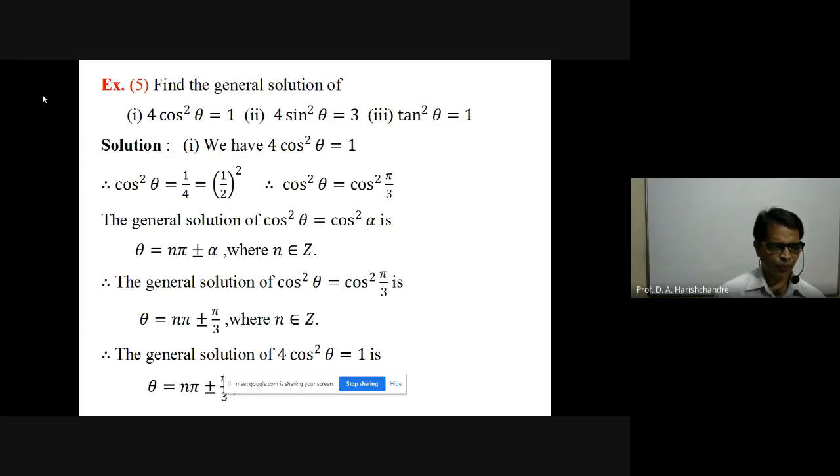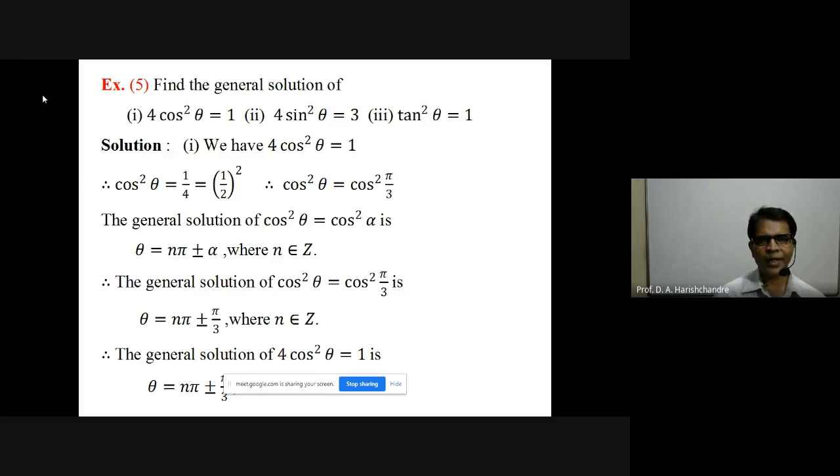First of all, consider the first trigonometric equation. In the first sub-bit, we have 4 cos square theta is equal to 1. This is the trigonometric equation that has been given to you. Now we want to find its general solution. First of all, let us simplify this trigonometric equation into standard form. For that purpose, shift that 4 to the right side. So we are getting cos square theta is equal to 1 by 4.